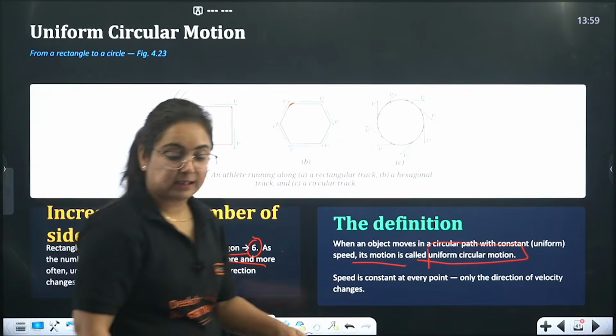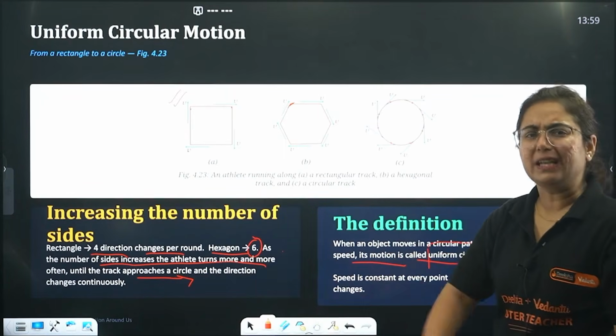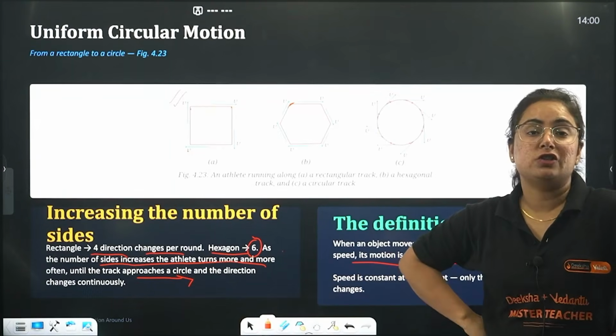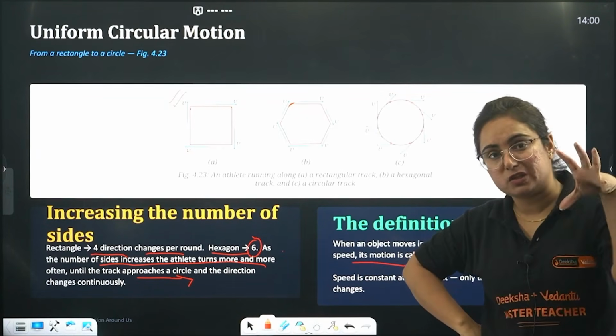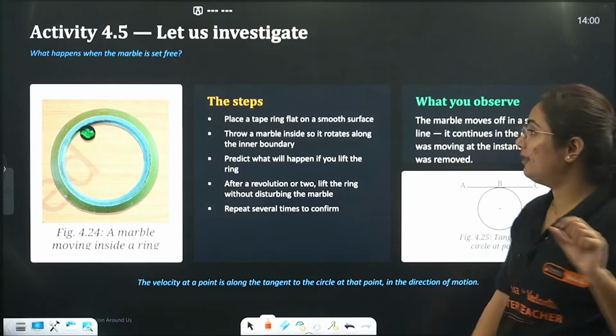Like the earth. The earth is revolving around the sun. But why is it not changing its direction? Because of the gravitational force, because of that fixed path. Let us understand that with the help of an example.